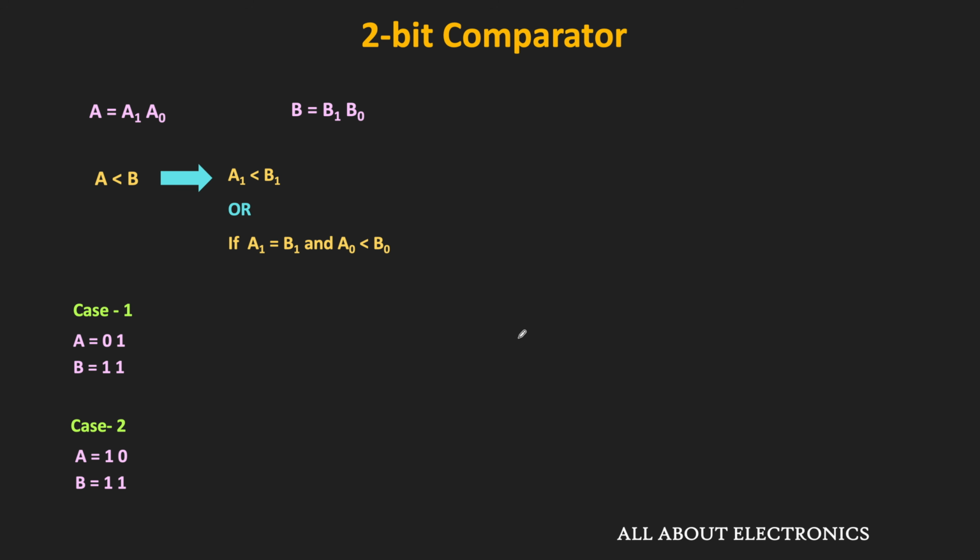And this is the logical expression for the same thing. For the 1-bit number, we have seen that the logical expression for A less than B is equal to A bar dot B. Similarly, for A1 less than B1, the equivalent logical expression is A1 bar dot B1. Likewise, for the equality, we will use the XNOR operation. And for A0 less than B0, the equivalent logical expression is A0 bar dot B0. That means this is the overall logical expression for A less than B. And using this logical expression, we can easily design the logic circuit.